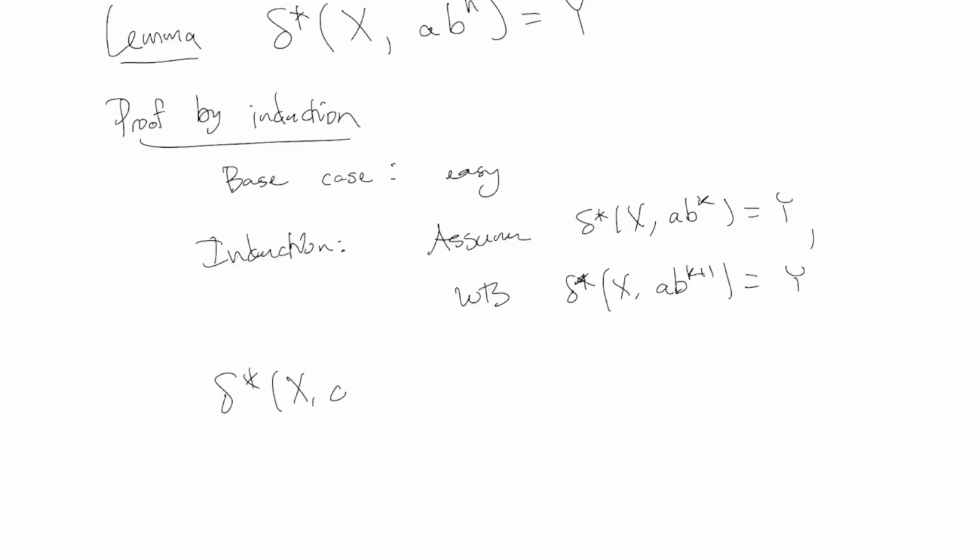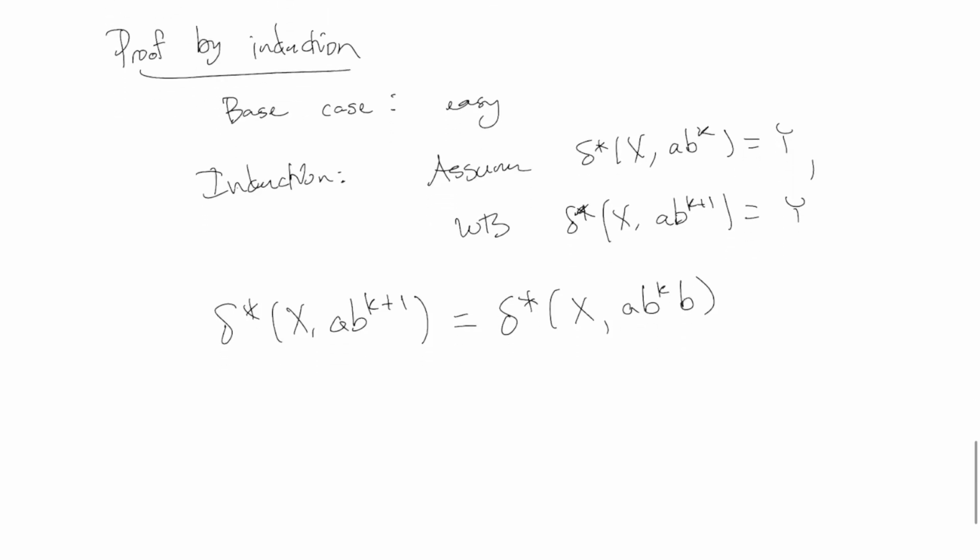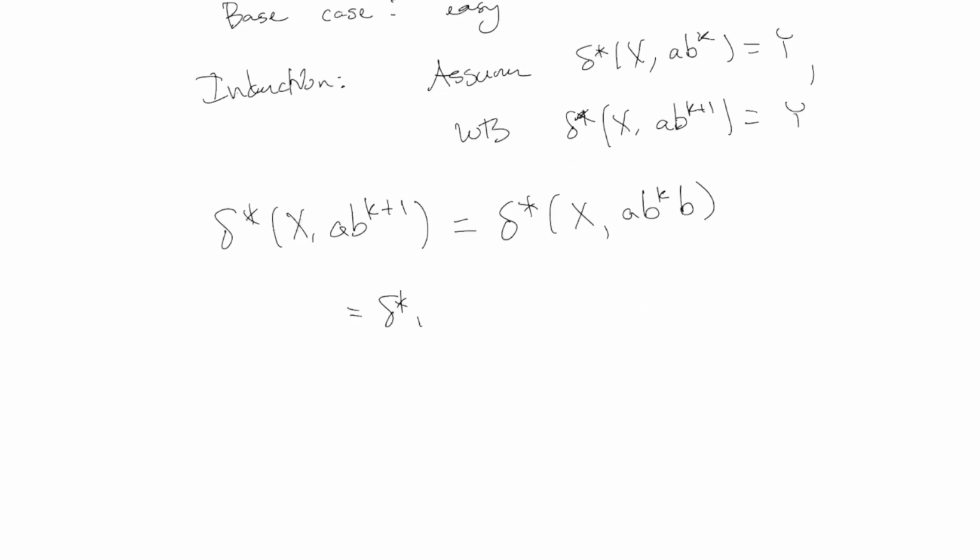just like all the other examples we've done so far. Instead of a b^(k+1), I write a b^k followed by b. And then we split that up into deltas: delta star of x, comma, a b^k, comma, b. That first part is y, so this says delta star of y, b. And on the diagram, you can see that is y, because y has an arrow back to itself. All right, so the lemma is proved.